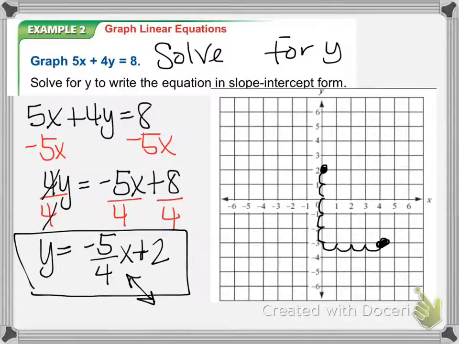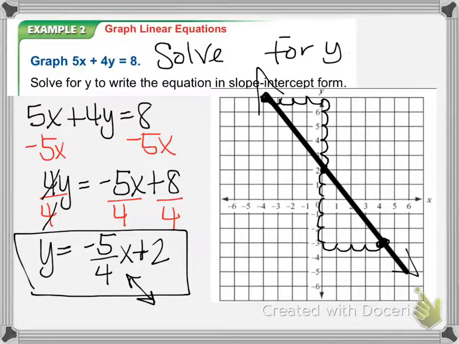Then you go back in the opposite direction. So we're going to go up 1, 2, 3, 4, 5, and we're going to go left 1, 2, 3, 4, and that's where the other dot goes. And then from there, all you have to do is just put your line in there and then throw some arrows on the end and you are good to go.